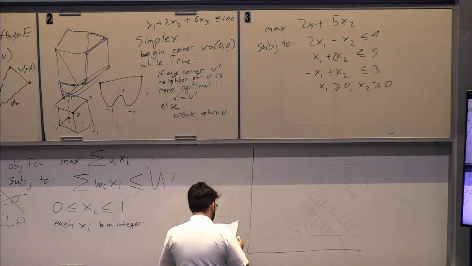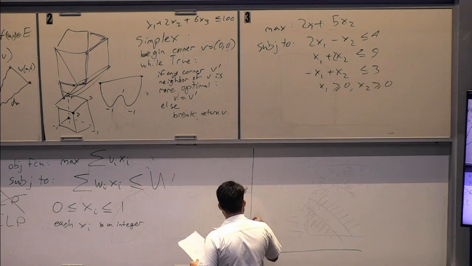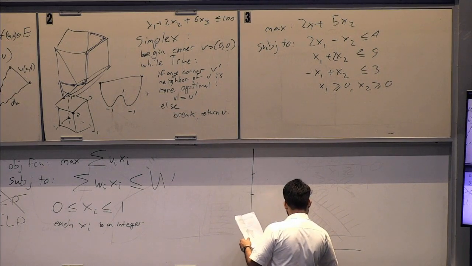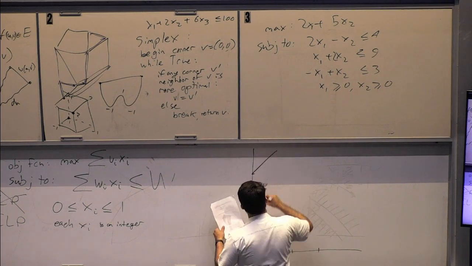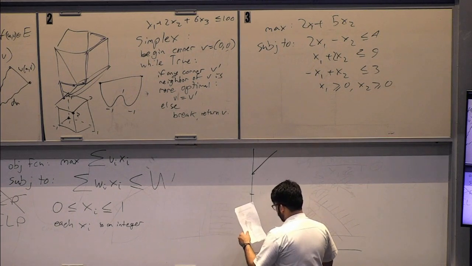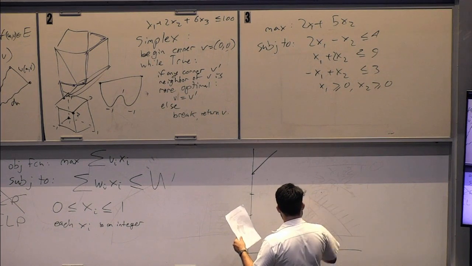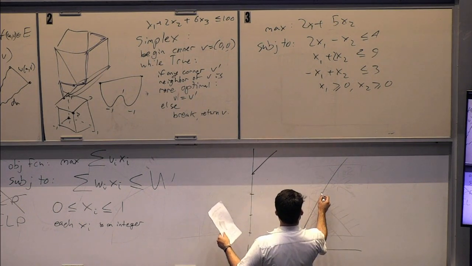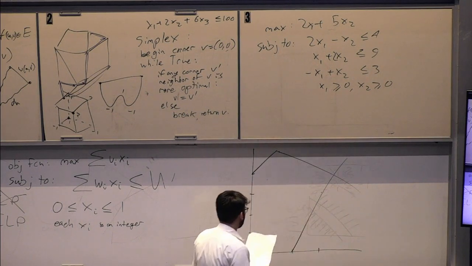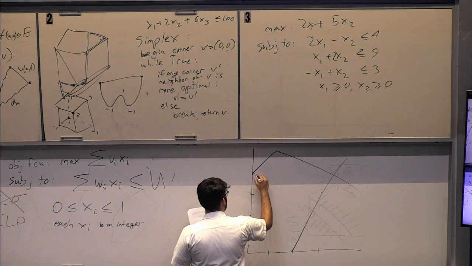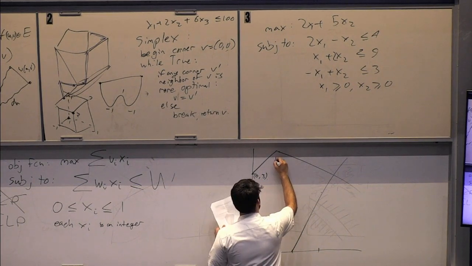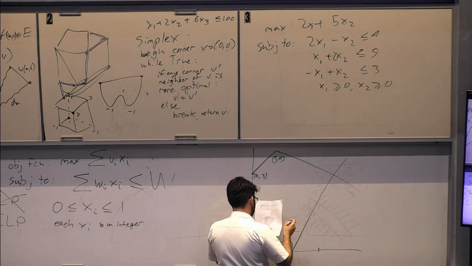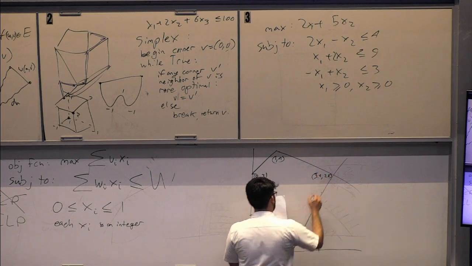x1 and x2 greater than or equal to 0 means we're here. We're going to have a line like this, and then a line from 2, 0 to 3, 2, which is like there. And then we'll have a line from 4, 1 to 3, 3, something like that. So this is supposed to be 0, 3. This is supposed to be 1, 4, just where these planes intersect. This is supposed to be 2, 0. This is supposed to be approximately 3.4, 2.8, right? Something like this.